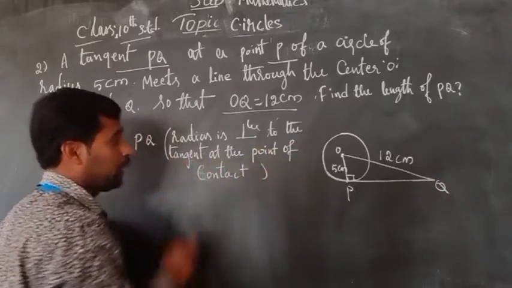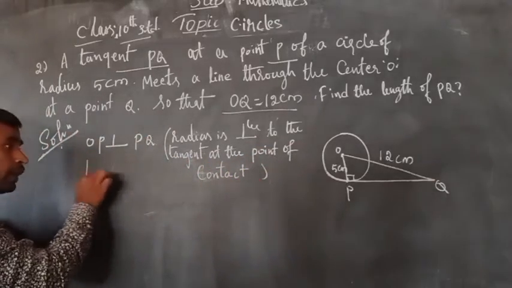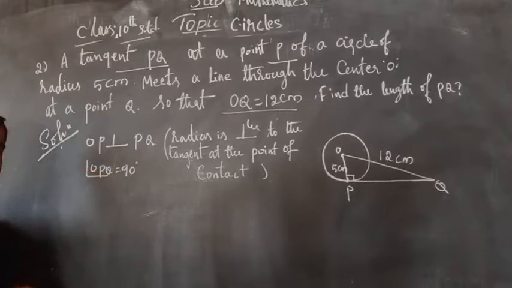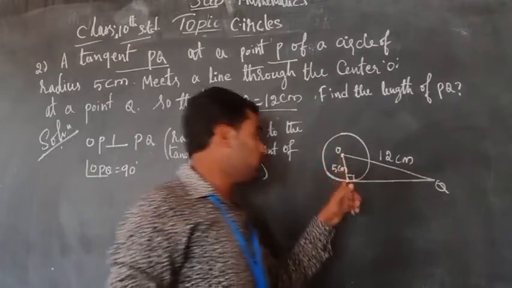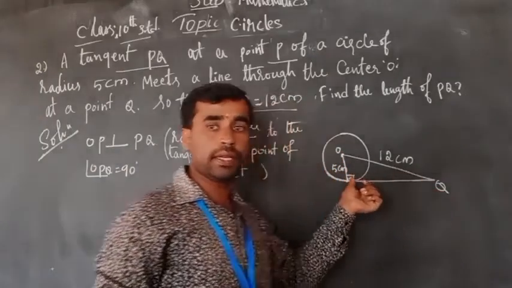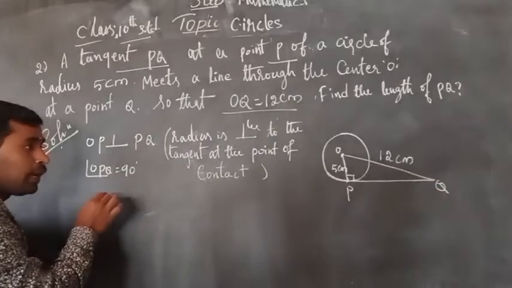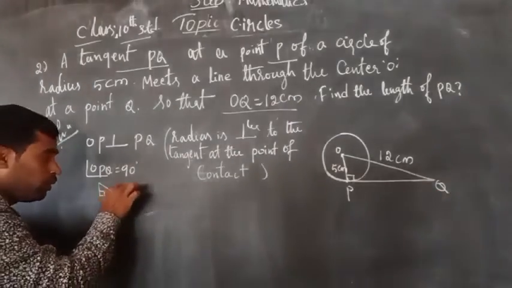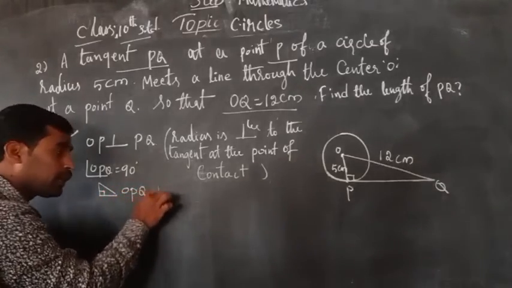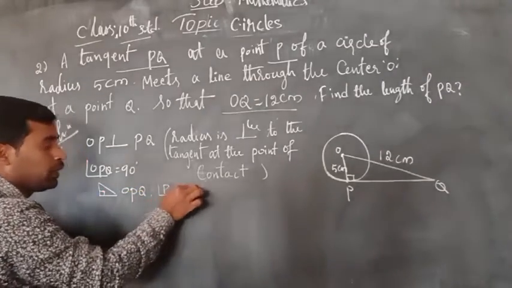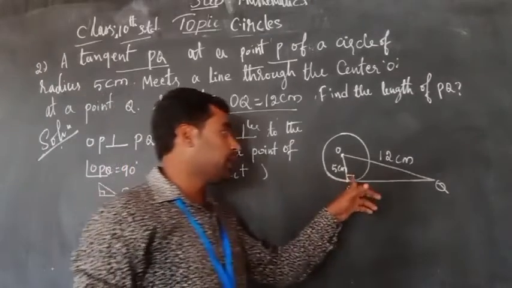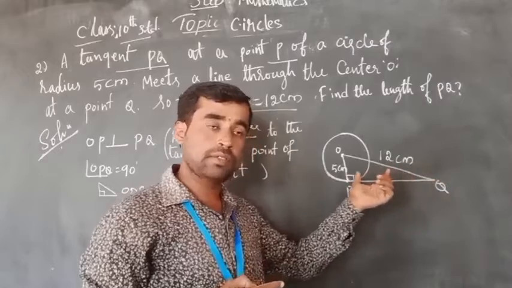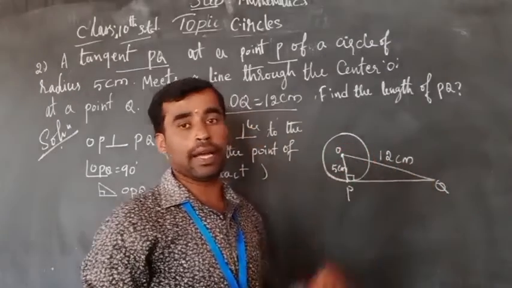Therefore, angle OPQ is equal to what? 90 degrees. OPQ is equal to 90 degrees. Now, I'll take the right angle triangle OPQ, in which angle P is equal to 90 degrees. The side opposite the 90 degrees is the hypotenuse. So we have to apply the Pythagoras theorem for this right angle triangle.